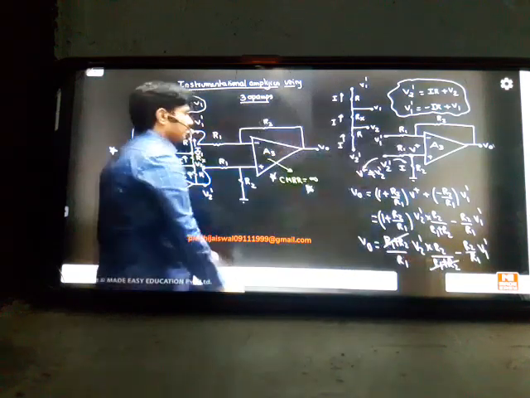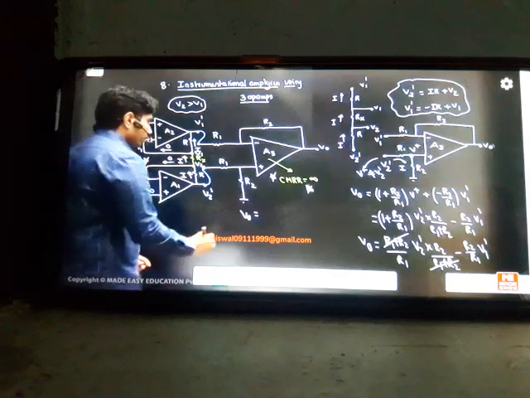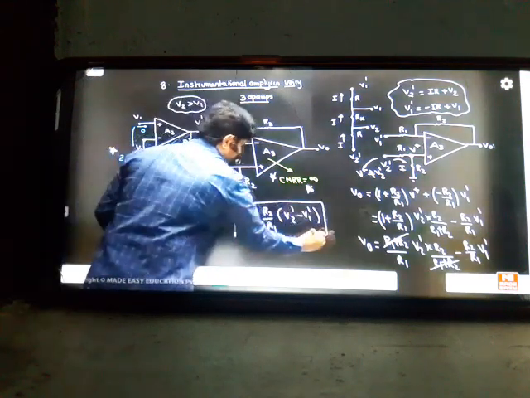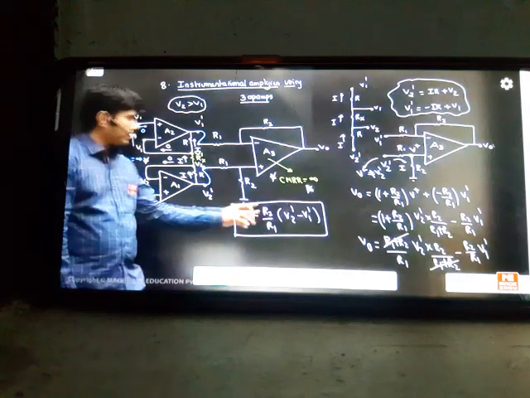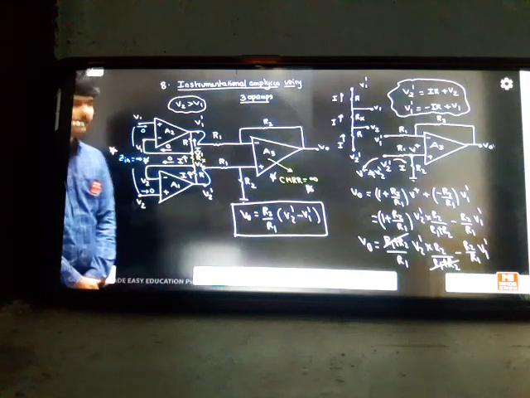R1 by R2, R1 by R2 is cancelled. So finally we are getting the output as, how much is the output coming? R2 by R1, if you take it common, it is coming as V2 dash minus V1 dash. So this is my output in this differential amplifier. So finally I solved what my output is. It is coming as R2 by R1, which is the gain, into the difference of your input voltages, V2 dash minus V1 dash. So we'll close the subject after this derivation.